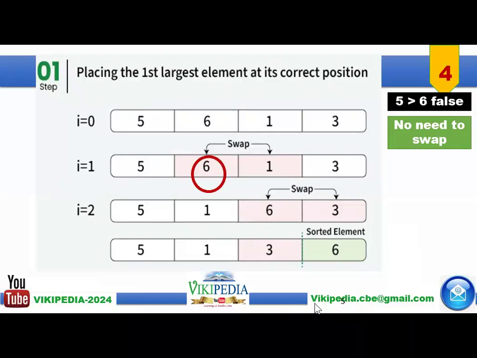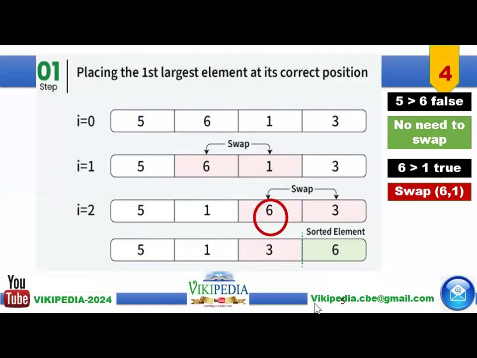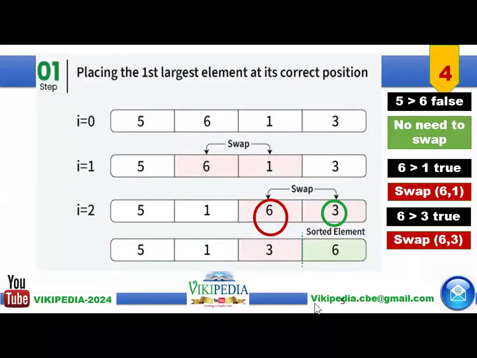Once that is done, we move to the next two elements. Here we take 6 and 1. 6 is greater than 1, which is true, so we have to swap it. Once the data has been swapped, we move to the next set of neighbor elements. Now we take 6 and 3. Again 6 is greater than 3, yes, it is true, so we swap it. After the end of the first pass, we have 5, 1, 3 and 6.